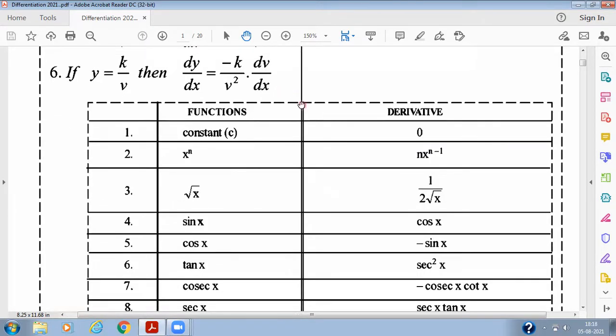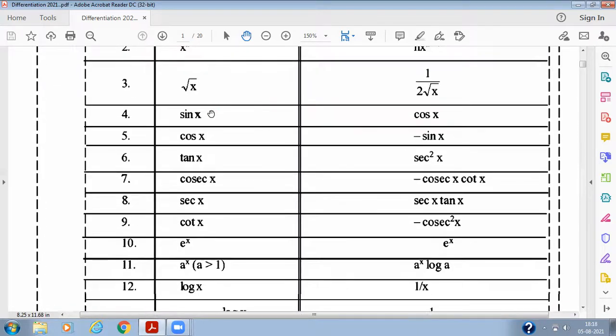Then as you can see, we have the list of formulas of differentiation. On the left hand side are the functions and on the right hand side are their derivatives. Now we all know the derivative of a constant is 0. Derivative of x raised to n is n into x raised to n minus 1. Derivative of root x is 1 by 2 root x. Derivative of sin x is cos x. Derivative of cos x is negative sin x. Derivative of tan x is sec square x.